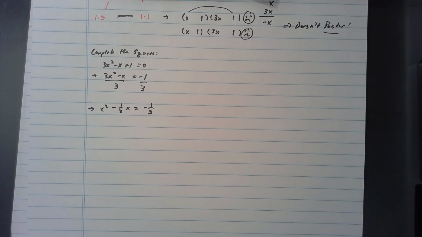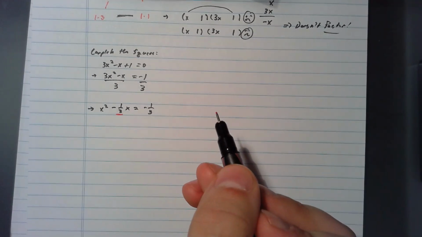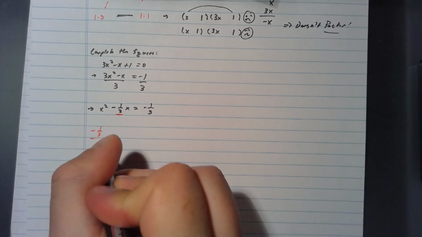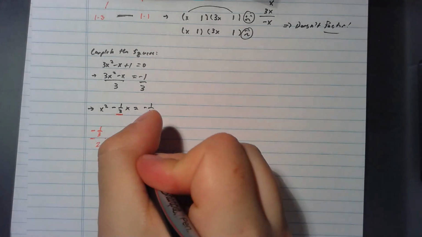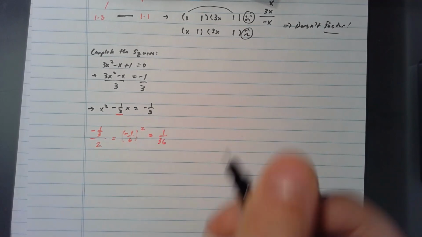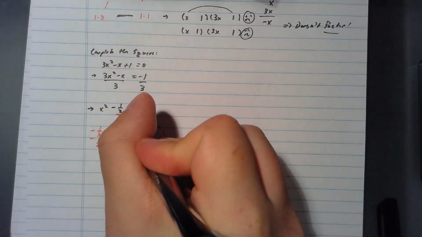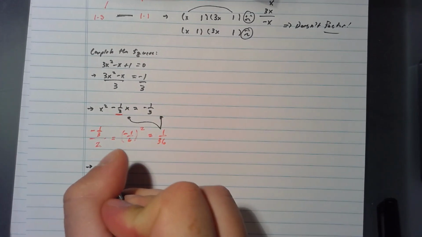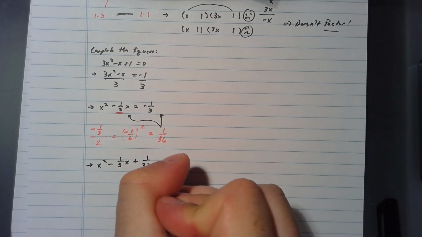All right, now I'm going to do the completing the square part. So I'm going to identify my b coefficient, which is right here. You could divide that by 2, so that looks weird, but that's just going to be what? Negative 1/3 divided by 2 is negative 1/6. And then you're going to square it. Then you're going to get 1/36. You're going to add that to both sides of the equation.